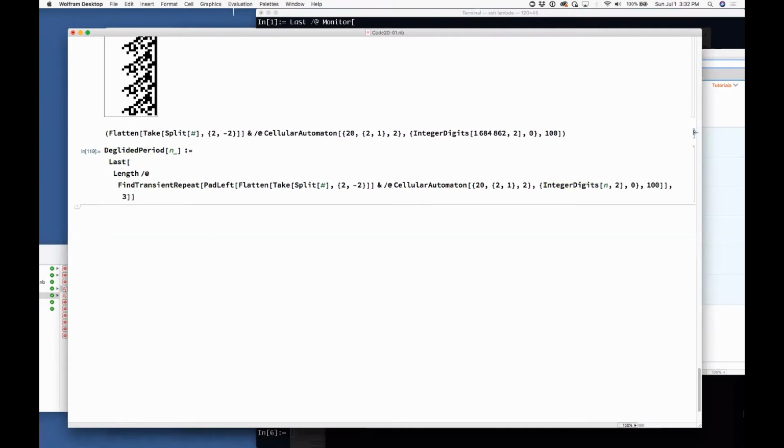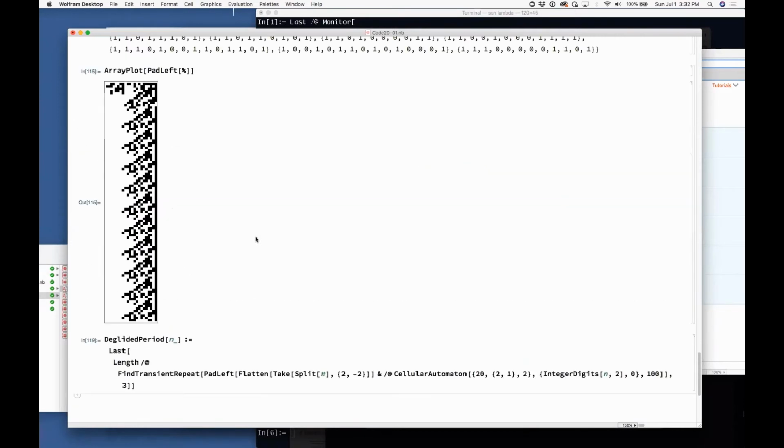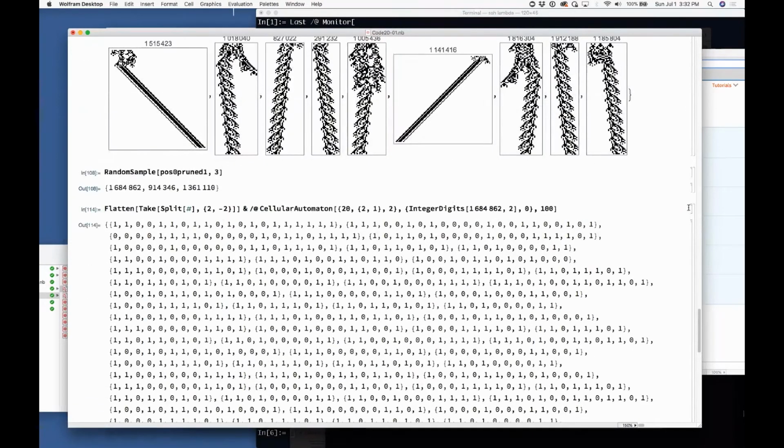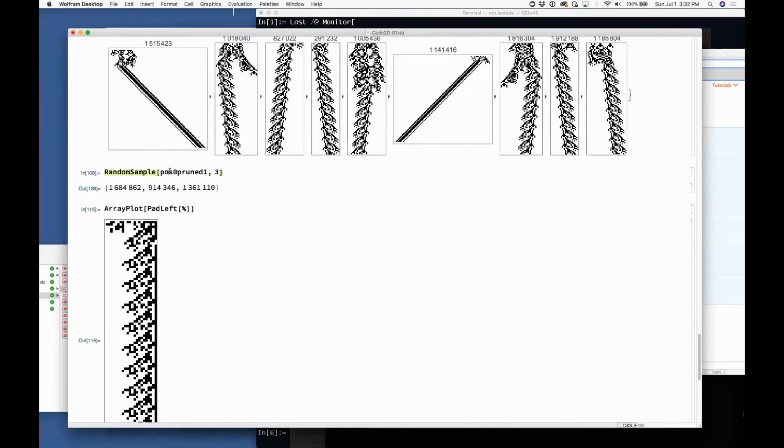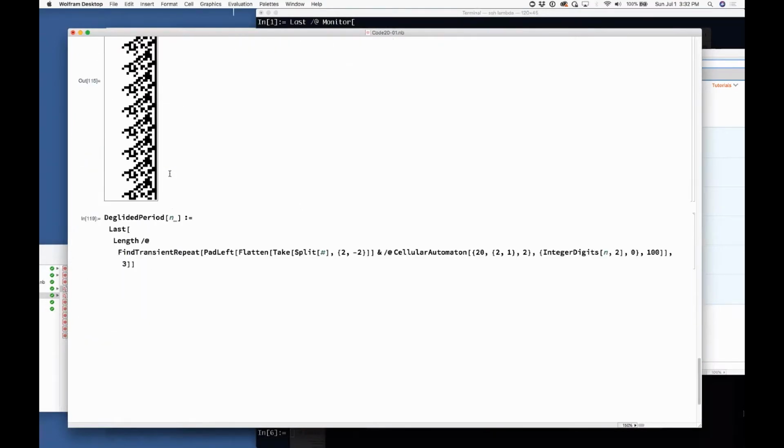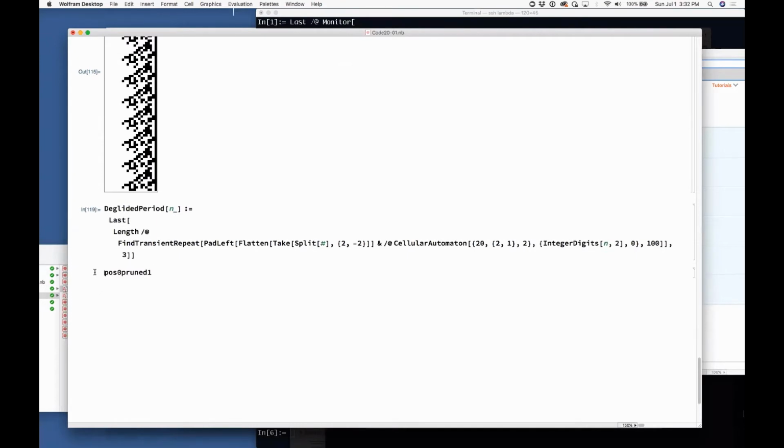Okay, so this is now saying deglided period. So let's go back here to the pos0 pruned 1, and let's say select. Well, let's just say deglided period of that. Grind. Shouldn't take that long. I don't know why it's taking so long. Okay, well, it should be finished soon.